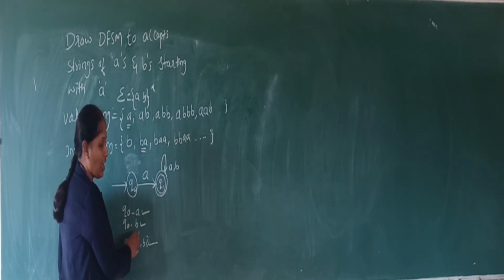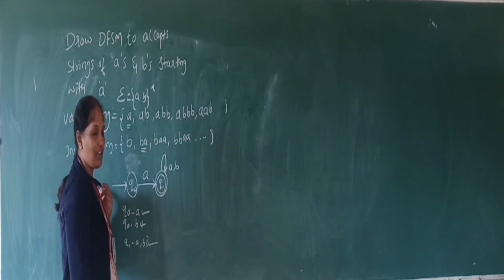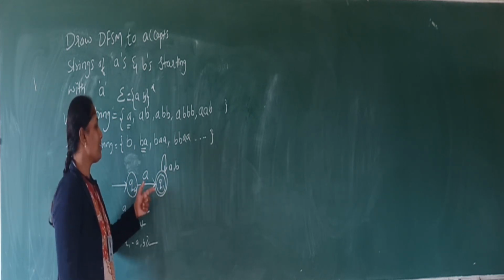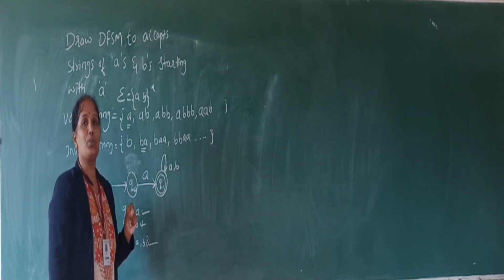Next, what is left out? I should show the transition of the Q0 state. See, I can't take a loop. Okay, a backward transition I can't show because there is no other state. This is the start state only. Next, what is the next step?